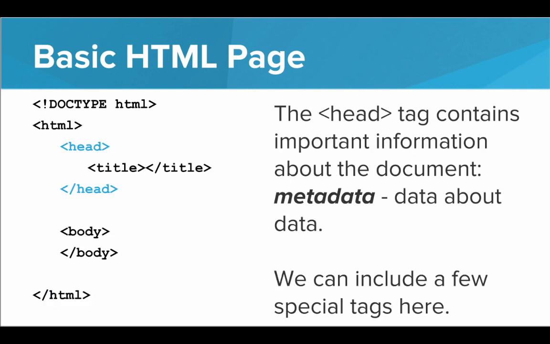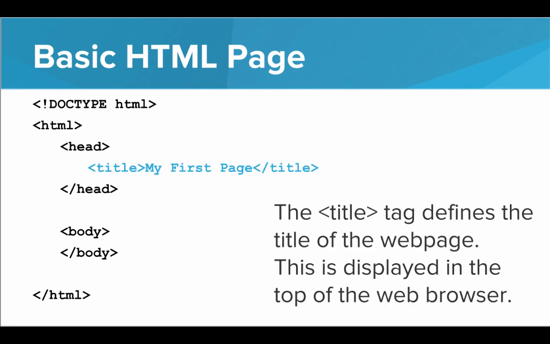Now we have the head tag. The head tag contains important information about the document. It contains metadata. So metadata is data that describes data. So the head is data about the actual page. It's not the page itself, it's just information about the page. And there's a few special tags we can include in here. Specifically, we can include the title. So the title tag defines the title of the web page. This is data about the web page. It's describing it. This is the title. So the title is actually displayed in the top of the web browser inside the tab.